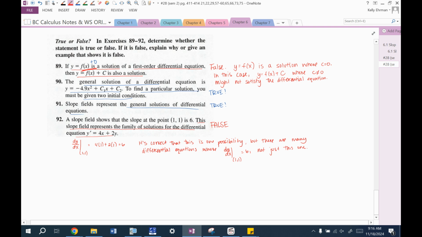It doesn't mean that that's the only one. So again, on 89 and 92, I don't think the phrasing is clear that they mean that's the only family of solutions for the differential equation. But checking with the back of the book, I think that's sort of what they're indicating. I think our AP problems are a little more explicit than that, but we'll just have to be careful about those.